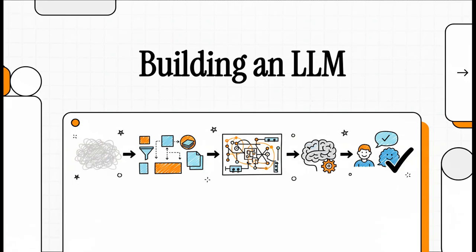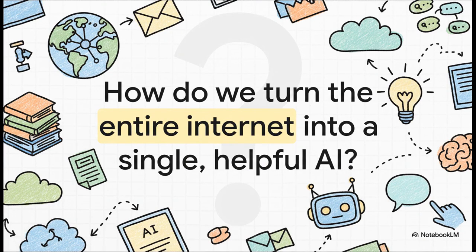Welcome to The Explainer. You've probably wondered how an AI is actually built, right? Well, today we're going under the hood to see how trillions of words scattered all across the internet get forged into a single coherent intelligence. Let's dive in. So, how do you even begin to do that?